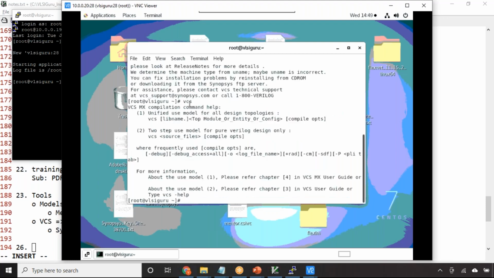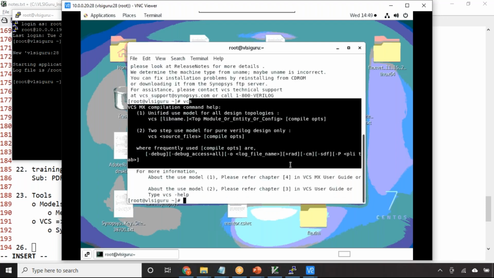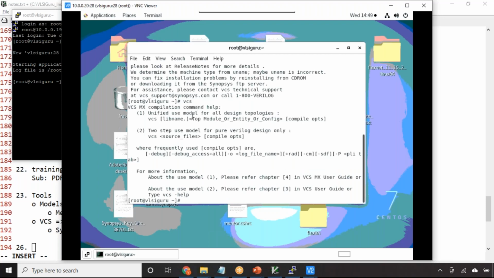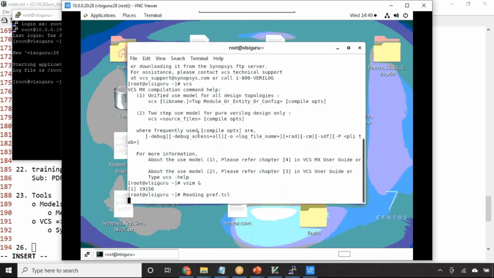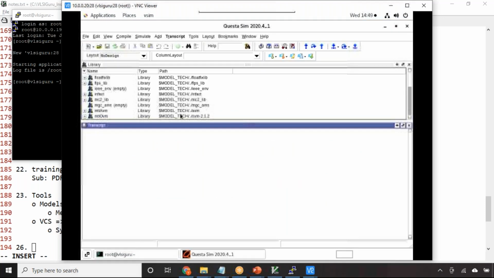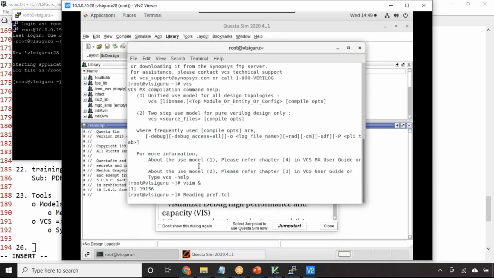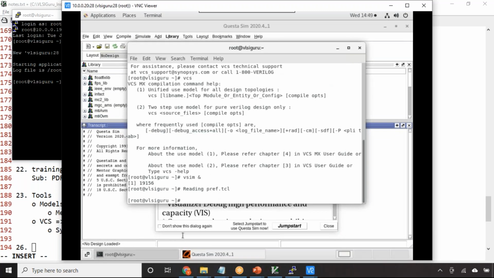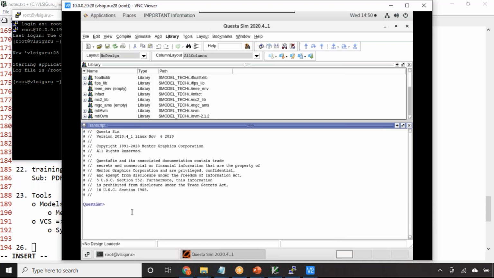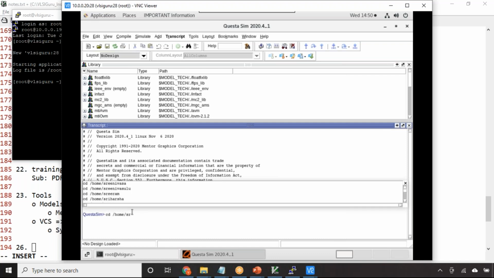There will be some options through which you'll have to learn. We'll be sharing the video on how to use the VCS tool. So this is about VCS. Similarly, you can invoke the Questa Sim tool and practice here. Why am I showing this to you? It is to show you the speed. Whatever I'm doing now is as good as working on my laptop only. So you will not find any issue with the tool as such.